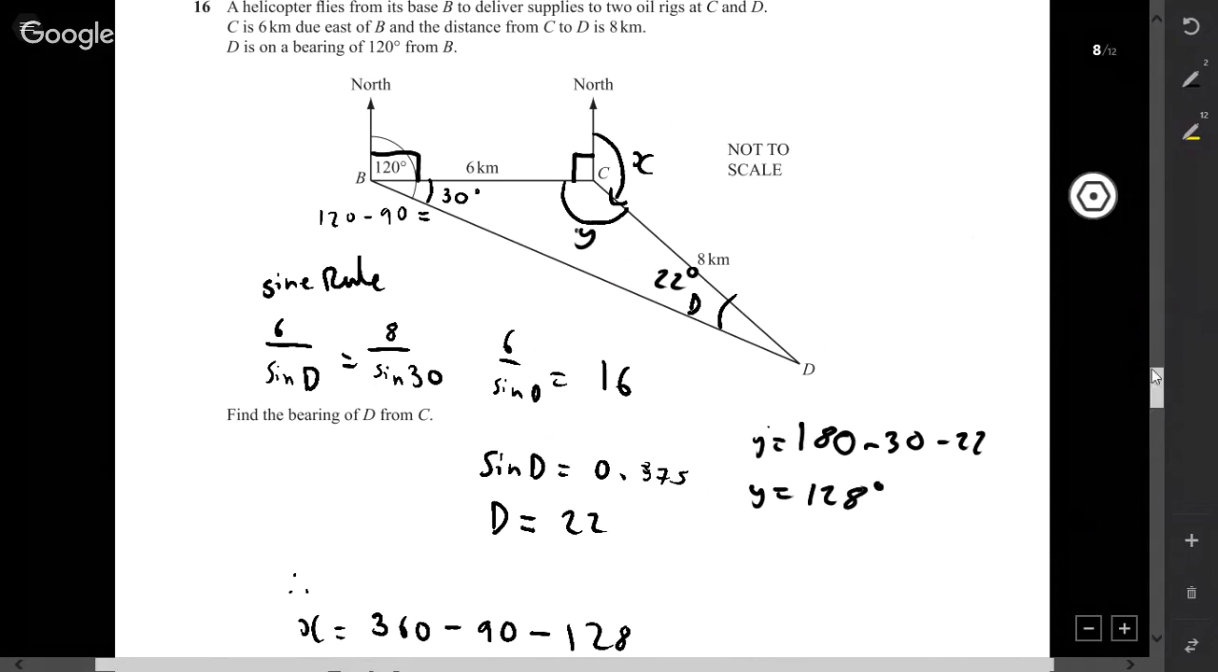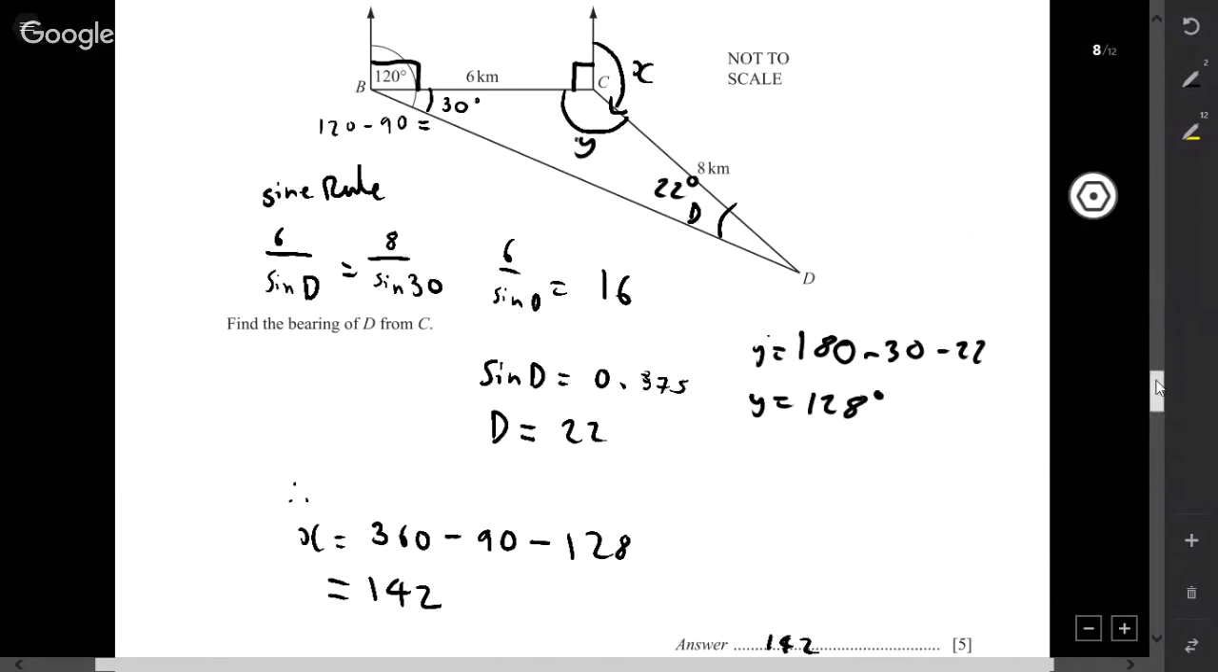So in order to find the answer to the question, all we need to do, now we know this, is X equals 360 minus 90 minus the angle we just found, 128, which is 142. Therefore, the answer is 142 degrees.